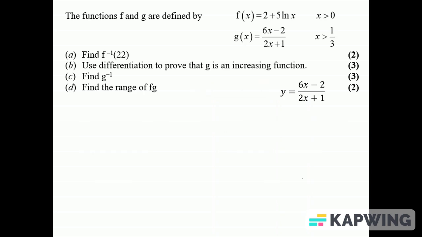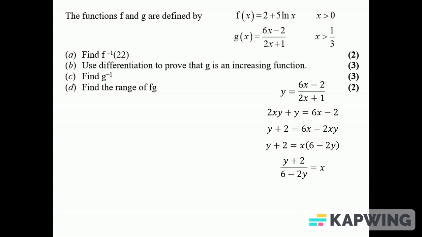Then g^-1 it wants. So standard procedure, put y equals g(x) and then make x the subject. So multiply by 2x plus 1. Try and isolate the x's, get them both on one side. Take it out as a factor and divide by that bracket. And remember to write g^-1 at the end. And we'll also want the domain these days, which means we need the domain of the inverse, which is the range of the original function.